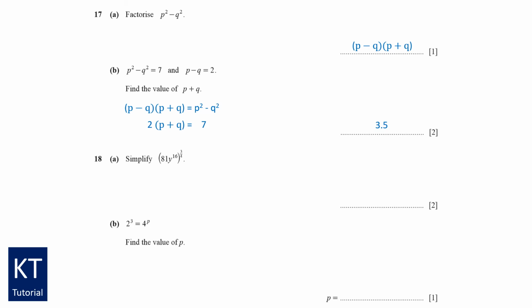Question 18a. Simplify the expression. The correct answer is 27y to the order of 12. Question 18b. If 2 to the order of 3 is equal to 4 to the order of p, find the value p. By restating 4 as 2 to the order of 2, 2p can be expressed as equal to 3, and therefore p is equal to 3 over 2.